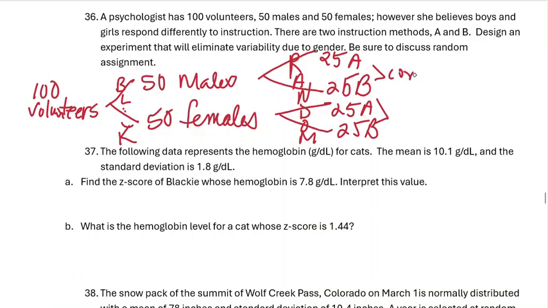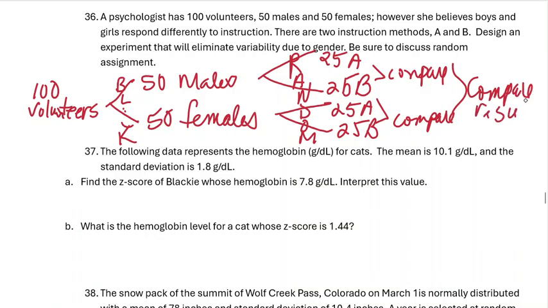Compare results, and then we're going to overall compare test results or whatever they're doing. Now it says to discuss random assignment. Assign each male and female a number from 1 to 50.